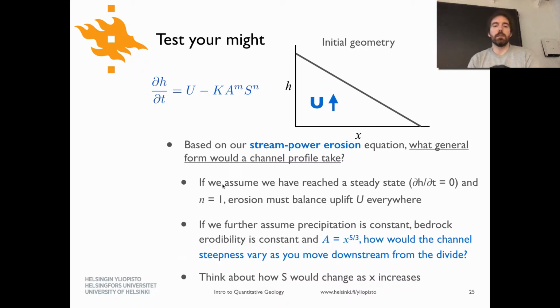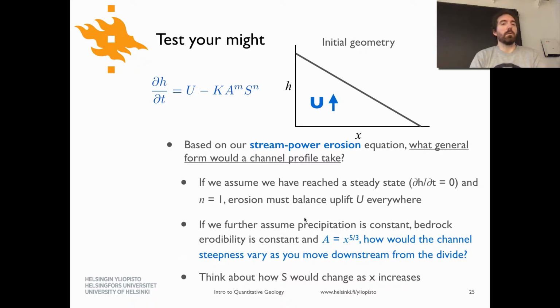If we assume, for instance, that we're at steady state, which means that, here in this scenario, I've added in a term U that would be like the landscape uplift or the rock uplift. If that's balanced by erosion by the rivers, that would mean that this shape of the river channel profile isn't changing through time. So let's assume that, just because it'll make it easier to come up with what the shape of this river channel would look like. And let's assume precipitation's constant, bedrock erodibility is constant. Let's not worry about anything complicated, and the area is just x to the 5/3 power.